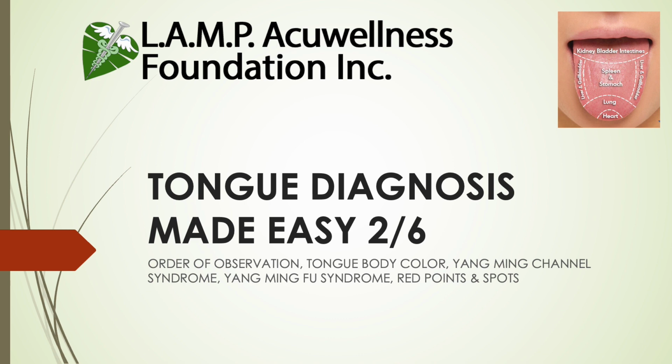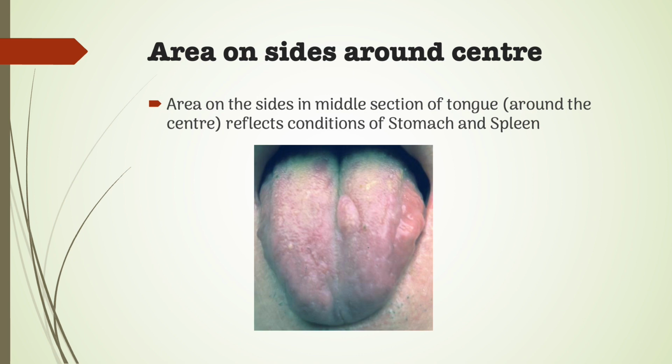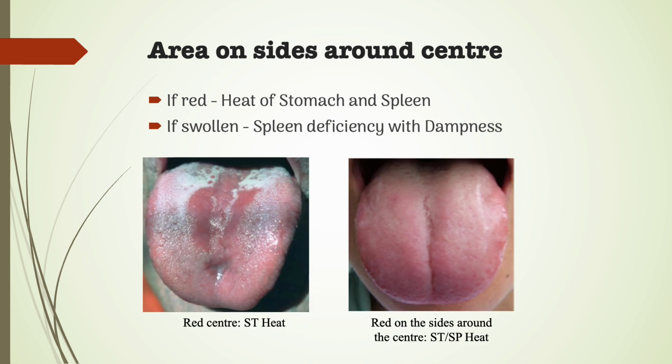Today we will talk about the order of observation of the tongue body color, Yang-Ming Channel Syndrome, the Yang-Ming Fu Syndrome, red points and spots. The area on the sides in the middle section of the tongue, which is around the center, reflects conditions of the stomach and spleen. If it is red, it denotes heat of the stomach and spleen. If it is swollen, it denotes spleen deficiency with dampness.